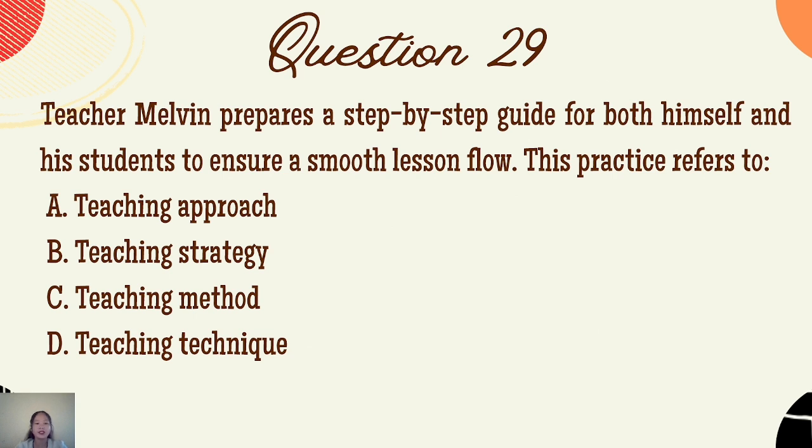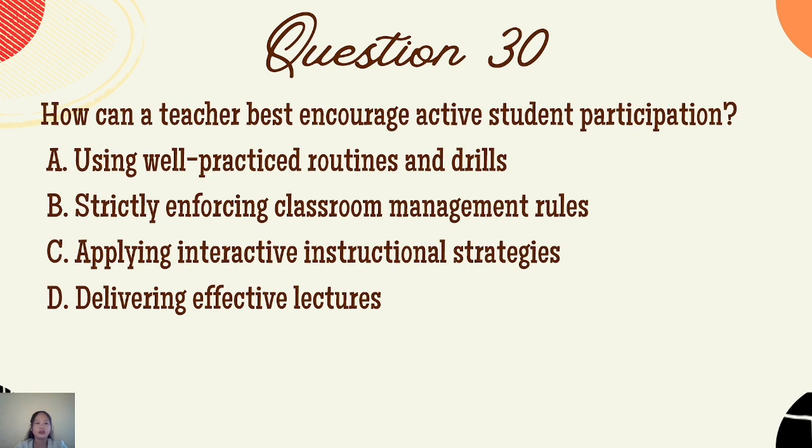Now let's proceed to question number 30. How can a teacher best encourage active student participation? So, the correct answer is letter C, applying interactive instructional strategies. So, interactive strategies like group work, discussions, and problem solving keep students engaged and actively involved in the learning process.